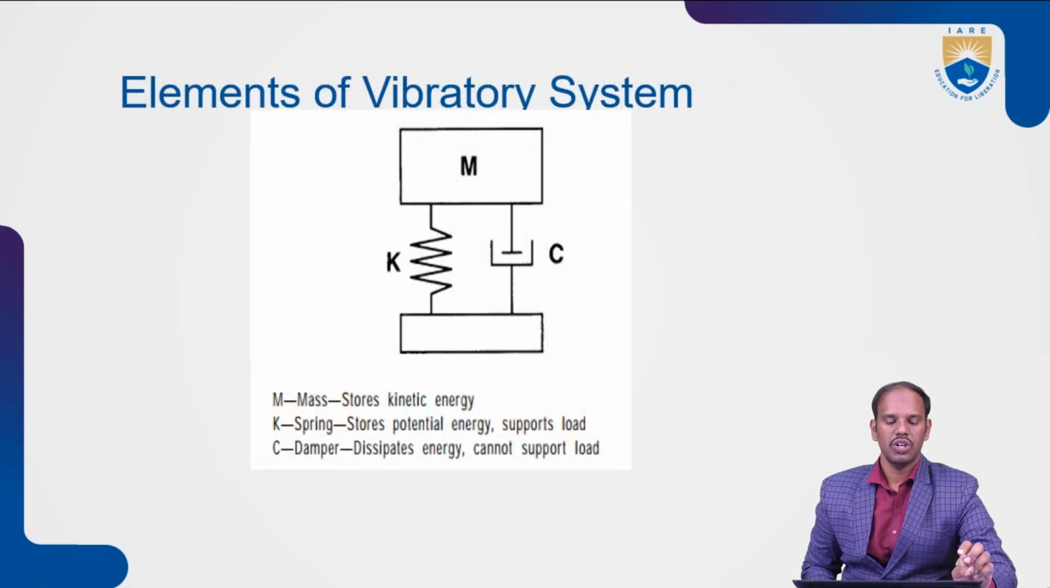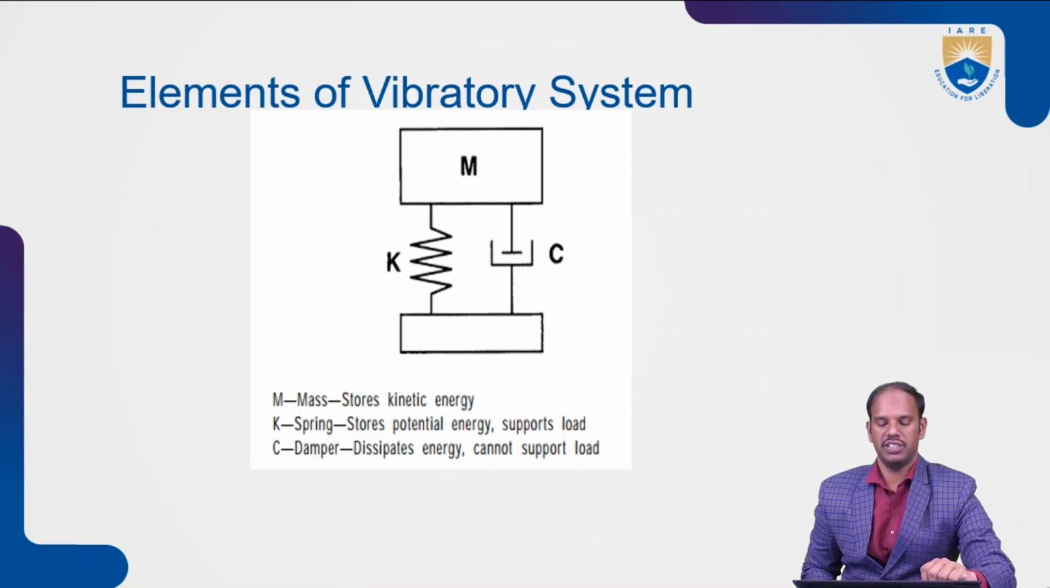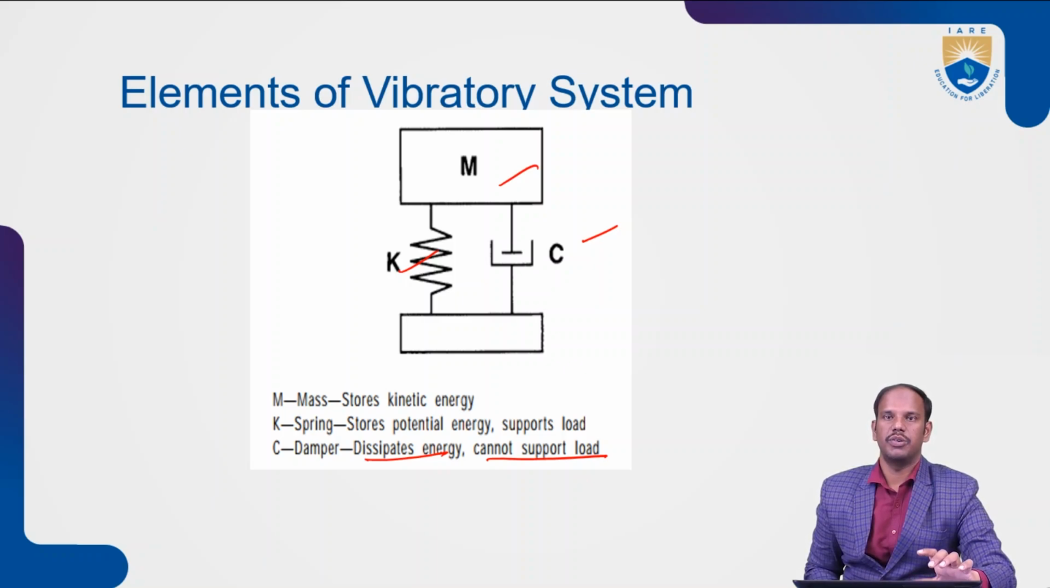Right? So the elements of these vibrations are nothing but M, K and C. M is mass, K is the spring and C is the damper. Okay. So M is for storing kinetic energy, K is the spring for storing potential energy and supports loads, and the damper is for dissipating energy and cannot support loads. So in spring-mass systems there is a damper, spring and vibrations of the body, and we can observe all this. In the damper, energy is dissipated, and the spring only provides support.